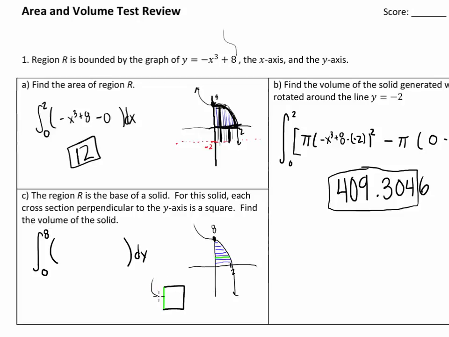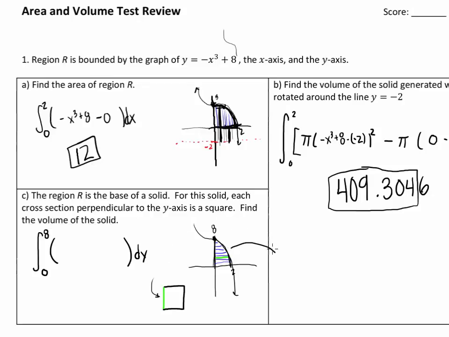So how do I find the area of the square? First I have to find something that will represent this side length right here. It's this equation minus this equation. Well, this one's 0, that's easy. This one is negative x cubed plus 8. So we need to get x by itself. It has to be in terms of y. Everything in this equation needs to be in terms of y.